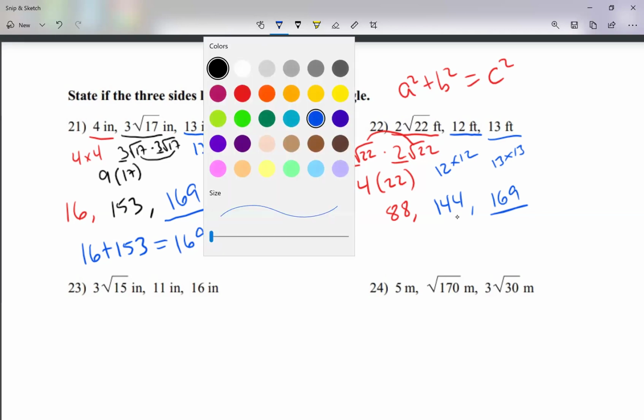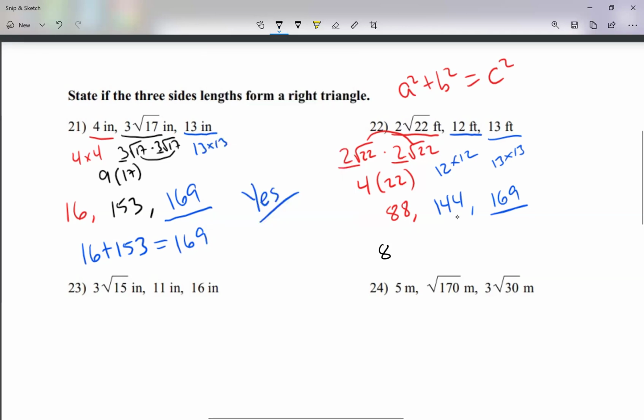So now I'm asking, is 88 plus 144, because I'm adding the two small numbers, equal to 169? Again, this is like a yes or no type of question. Is 88 plus 144 equal to 169? No, it's not. Okay, so no, this is not a right triangle.